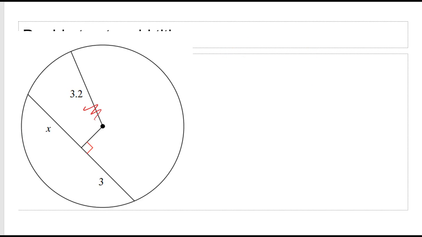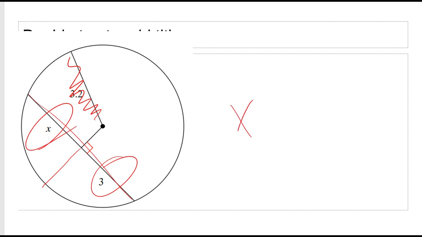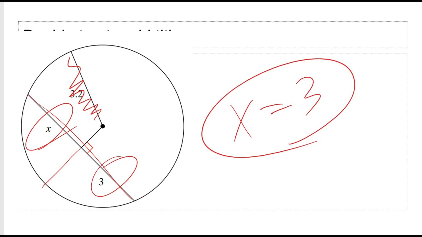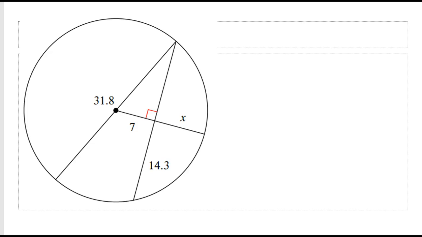Alright, same thing here. They gave you too much information. In this one, you do not need a 3.2, and the reason is, here's my radius. My chord is one right here. So if this is 3, this also has to be 3. So x equals 3. So very basic problem to start. Alright, so make sure we know what we know and what we have.